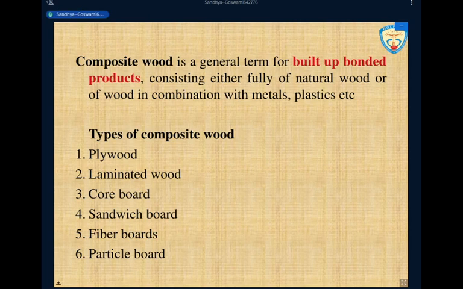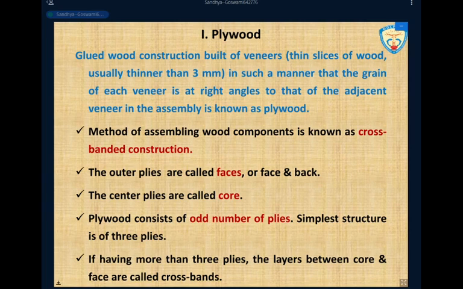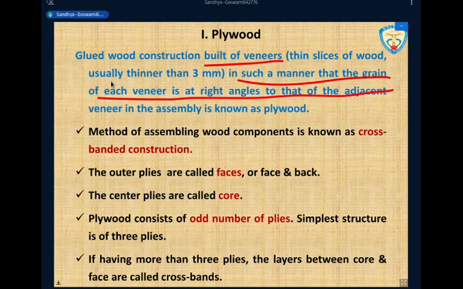Yeah, okay, thank you. So now we will start with the plywood and its manufacturing. What is plywood? If we say, it is a glued wood construction built up of veneers. Now, what are veneers? These are thin slices of wood, right? Usually they are thinner than 3 millimeter. So a glued wood construction built up of veneers in such a manner that the grain of each veneer is at right angle to the adjacent veneer in the assembly is known as plywood.